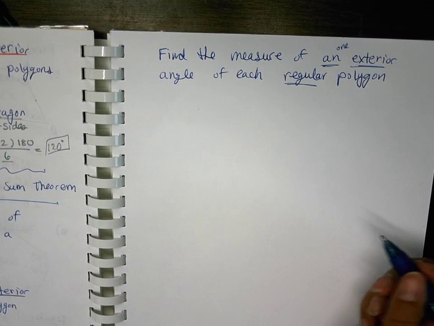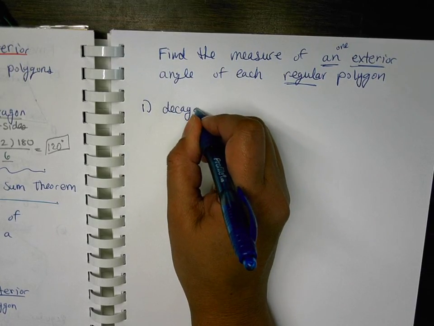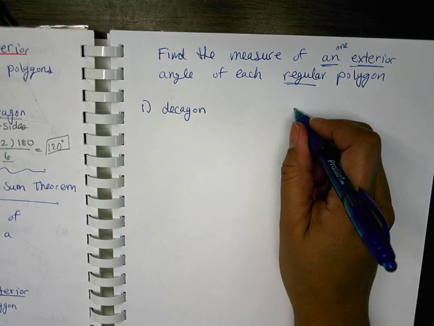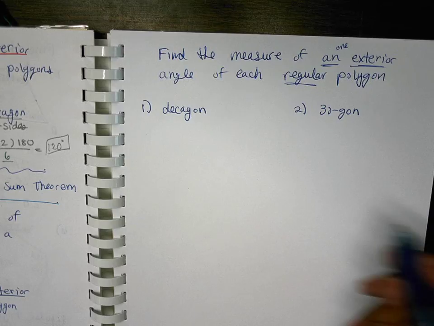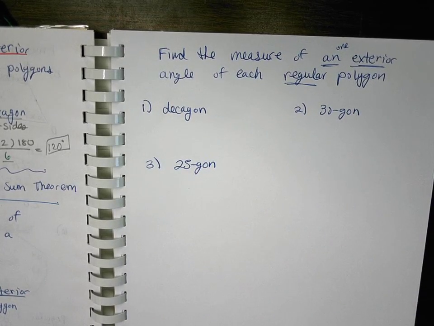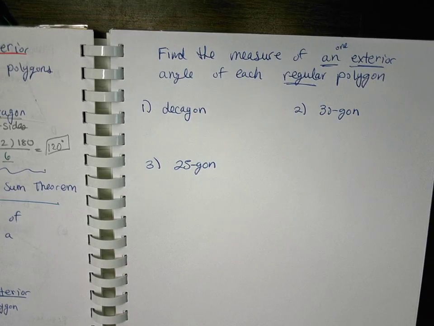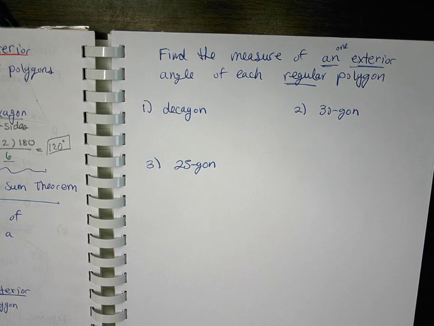Number one, a decagon. How many sides for a decagon? 10. Number two, a 30gon. And we'll stop. You know what? We'll do one more. 3, a 25gon, only because I want you to get at least one with the decimal. All right. So what are you doing with each one? You're taking 360 and dividing it by the number of sides. By 10, by 30, by 25. Compare them with your group members, and at least one comes out to be a decimal, and that's okay to have decimal answers.